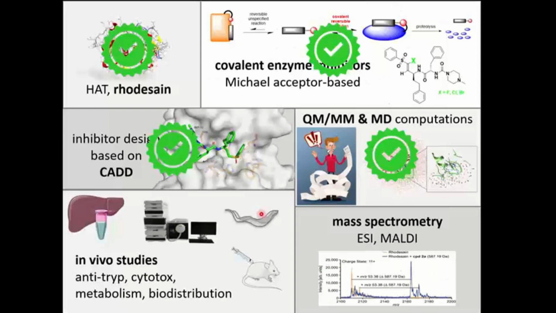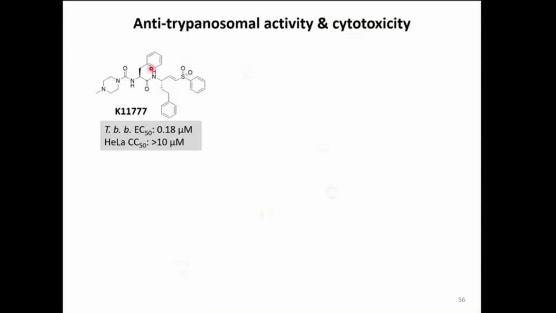So that was the mass spectrometry part. And I will move on to the last part of our talk, the in vitro and in vivo studies. So anti-trypanosomal activity, cytotoxicity, and also some ADME parameters that we investigated. So you can see K11777 again, the irreversible inhibitor, and the EC50 value in trypanosomes, which is in the sub-micromolar range, and also the cytotoxicity in HeLa cells, about 10 micromolar.